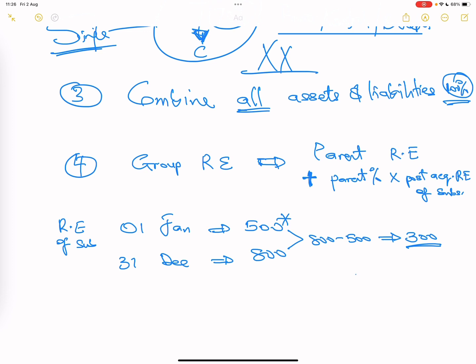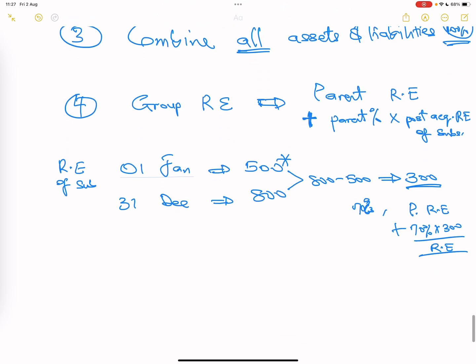So which means if it's 100% acquisition, the whole of 300 will be added. However, if it's 70%, as we have been doing, then that will be parents' retained earnings plus 70% of 300. That will be retained earnings for the group. Please take note. It's always the parent retained earnings plus post-acquisition retained earnings in that proportion. Very important.